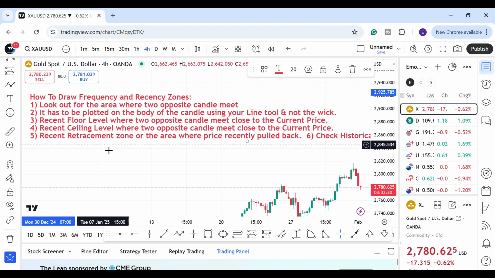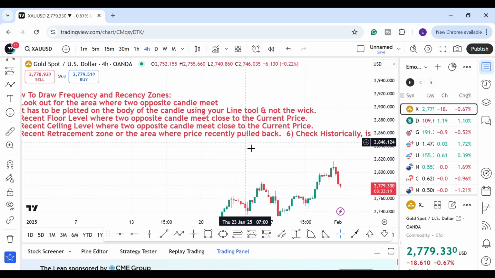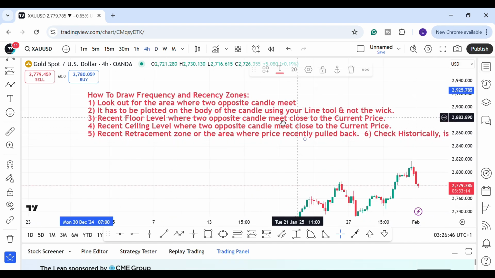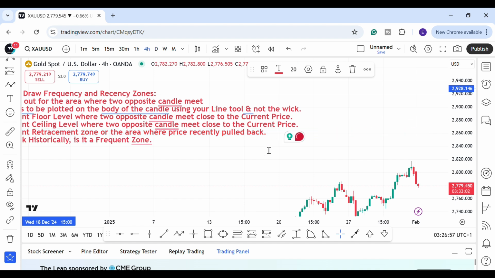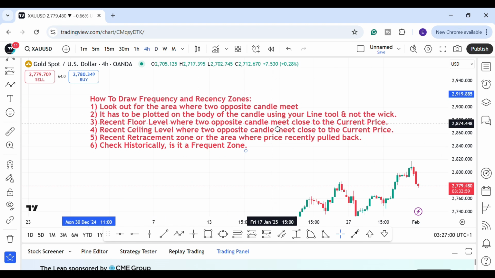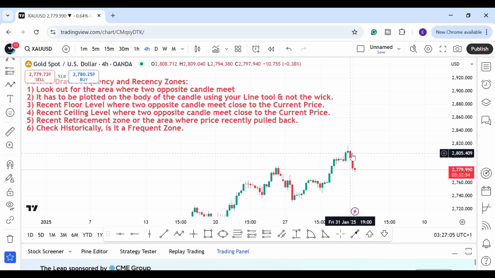So this is it. Number one, it says look out for areas where two opposite candles meet. This is just based on where two opposite candles meet. So you can see two candles meet here. One, two. These two candles are opposite.